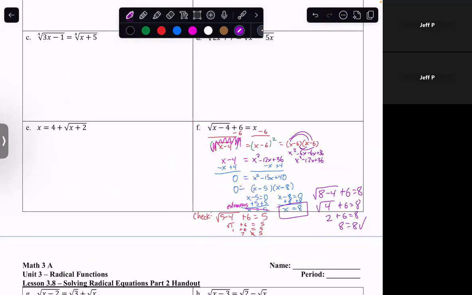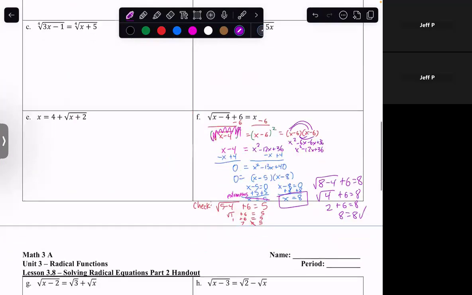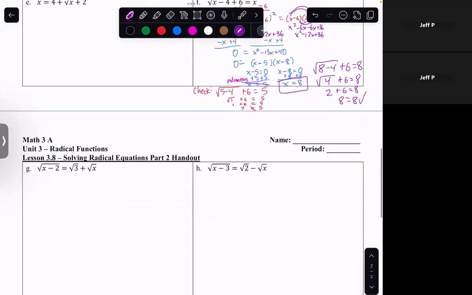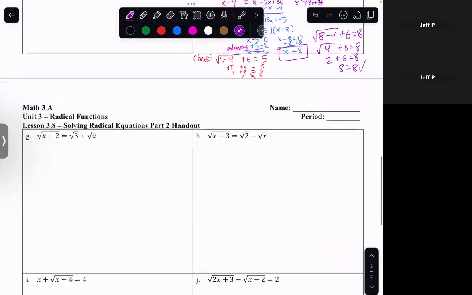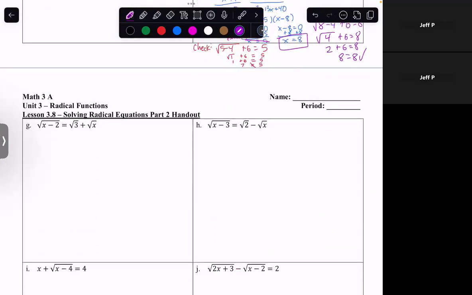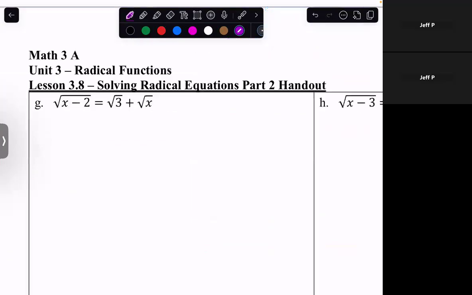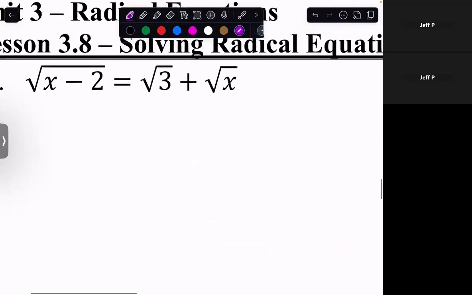All right, so let's go ahead and turn to the back. Okay, so another type of problem that we haven't seen before, let's look at letter G. So this one has 3 separate radical terms, right? 1, 2, 3.